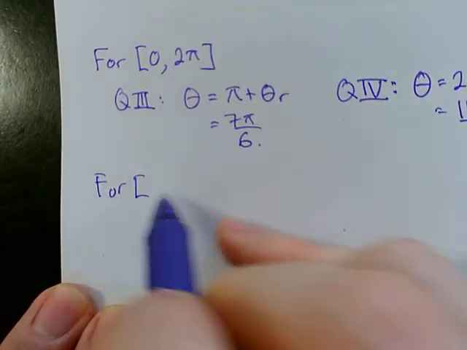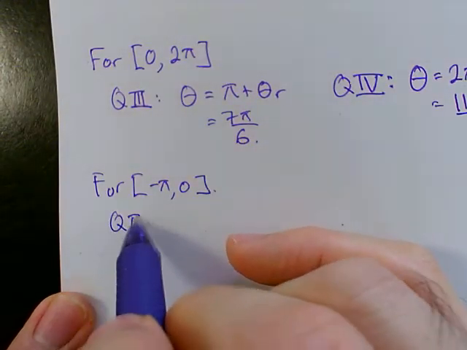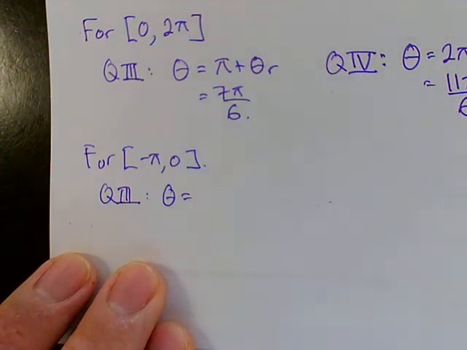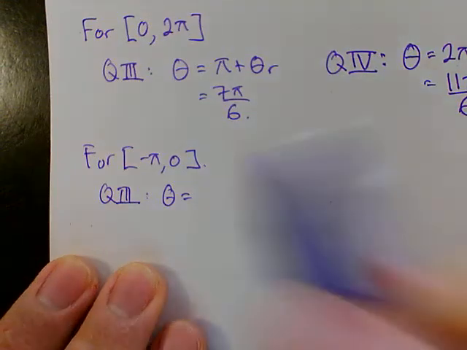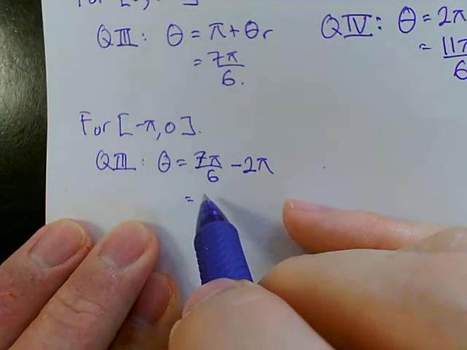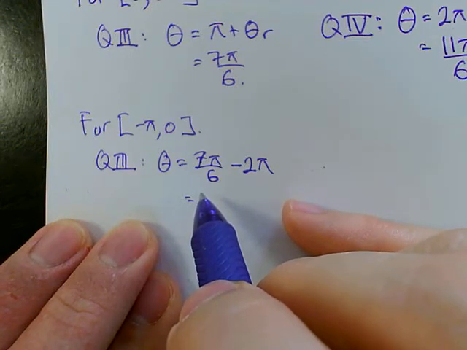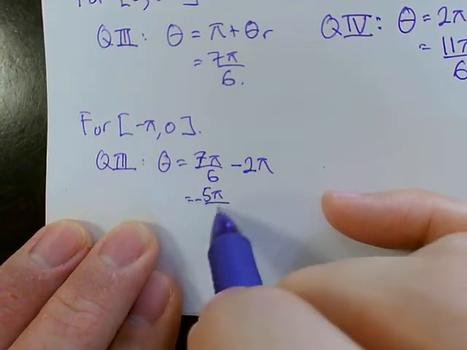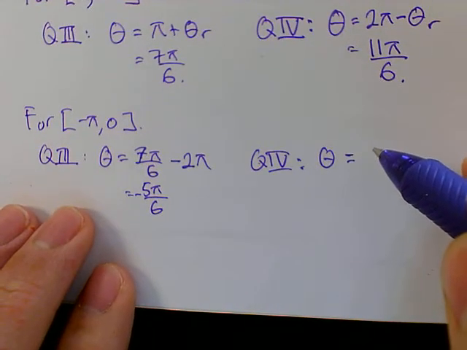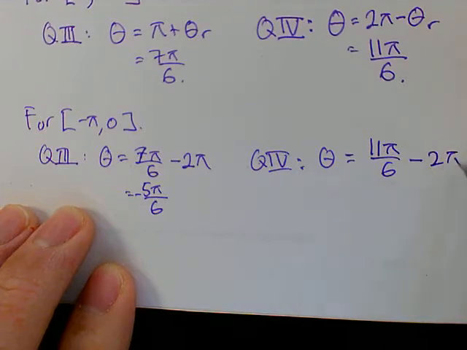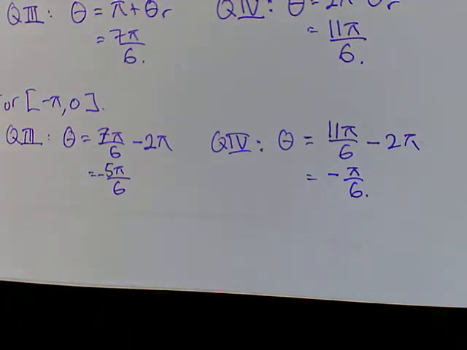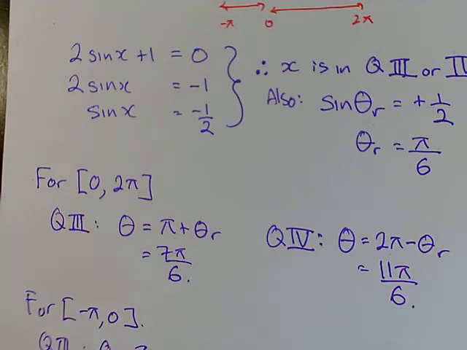So for negative pi to 0, which is in quadrant 3 and quadrant 4, theta is going to be coterminal with 7 pi over 6, but on the left side of the axes. So you can say it's going to be 7 pi over 6. I'm going to subtract 2 pi, which will get me negative 5 pi over 6. And in quadrant 4, 11 pi over 6 minus 2 pi, again coterminal, and I get negative pi over 6. So those are my 4 answers. All 4 of those angles will give me this statement.